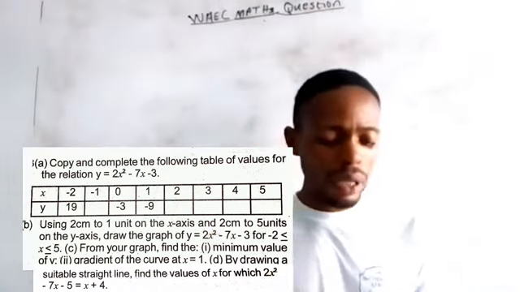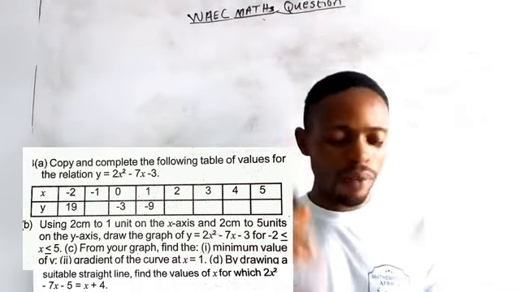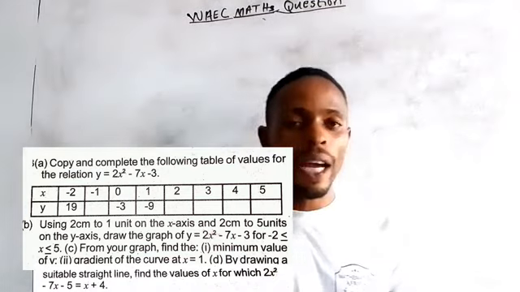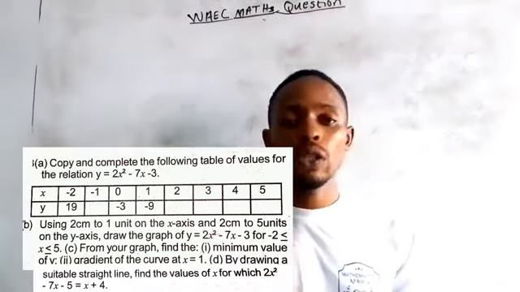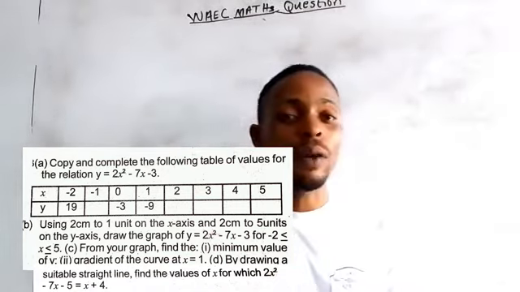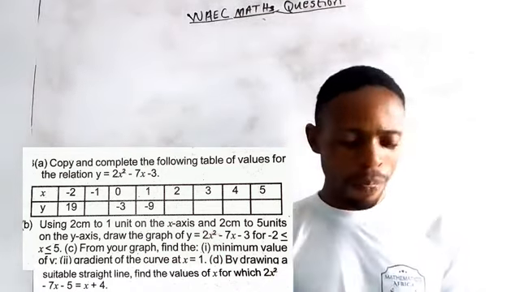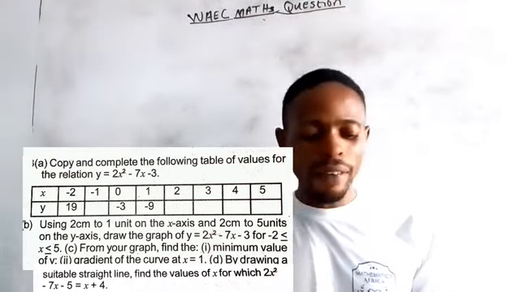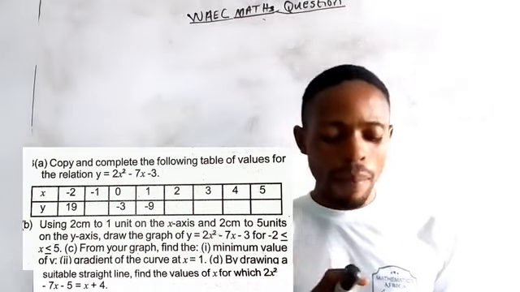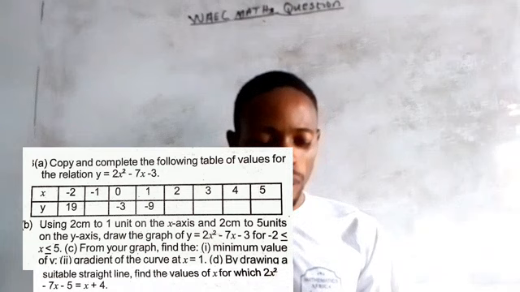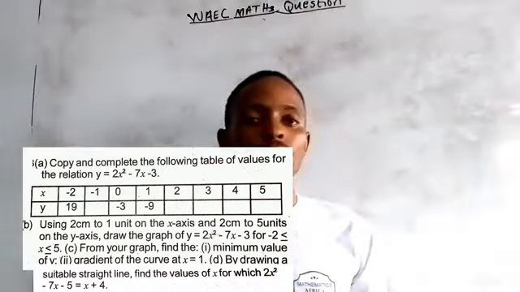And question B, the question under it. Use 2 centimeters to 1 unit on the x axis and 2 centimeters to 5 units on the y axis. Draw a graph of y = 2x² − 7x − 3 for −2 ≤ x ≤ 5. Question C: from the graph, find the minimum value of y, and also find the gradient of the curve at x = 1. Question D: by drawing a suitable straight line, find the values of x for which 2x² − 7x − 5 = x + 4.